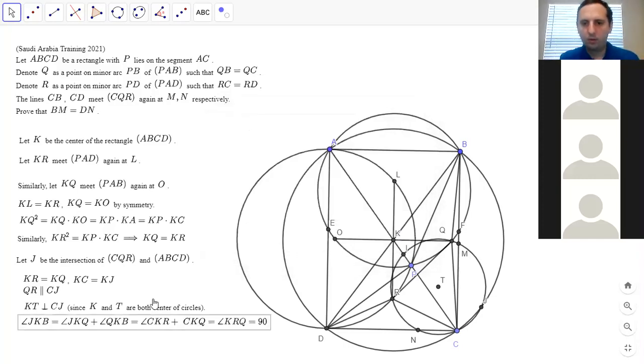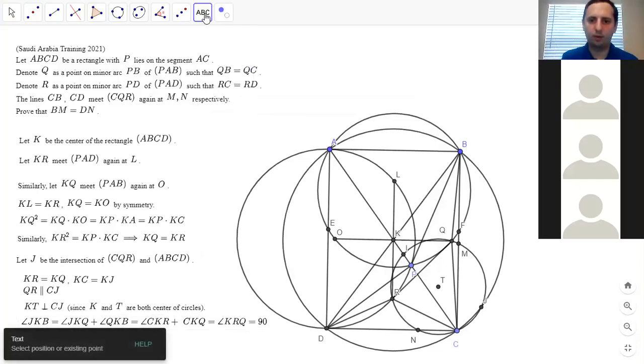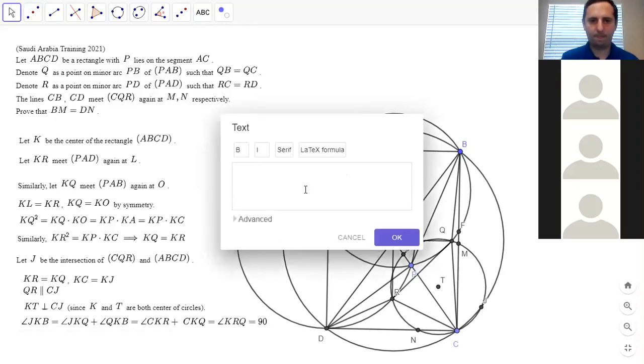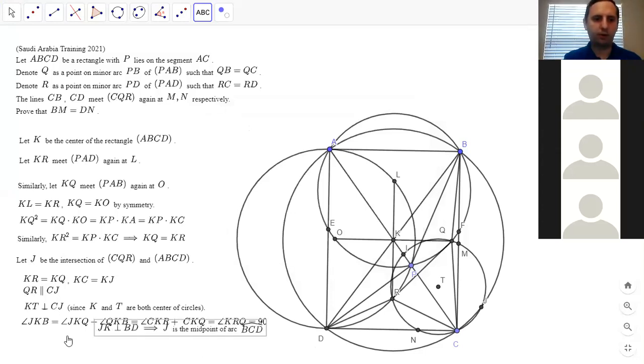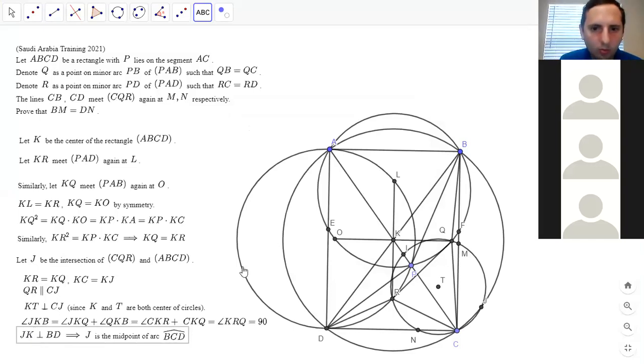So since JK is perpendicular to BD, J is the midpoint of arc BCD. Yeah, this is the hardest of them that we've done so far, although there's still one more that we didn't solve.